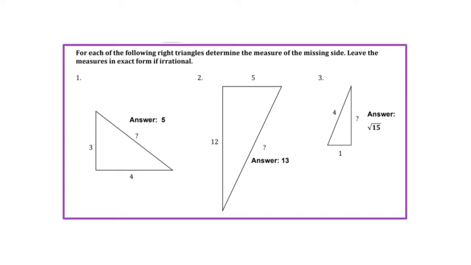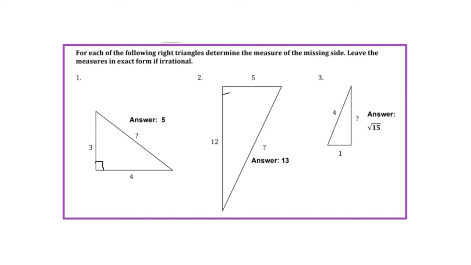You'll notice that only the answers are given here, none of the actual work. For you to get full credit for that, you do need to show the work. On number 1, the answer was 5. Remember, you have A and B because we have our right angle here. And so 3 and 4 are your legs. They're A and B, and we are trying to find C.